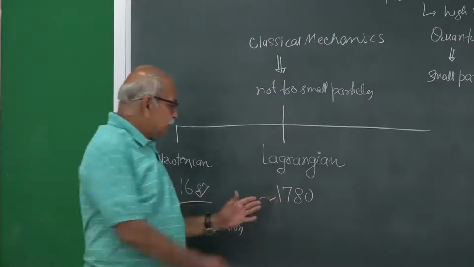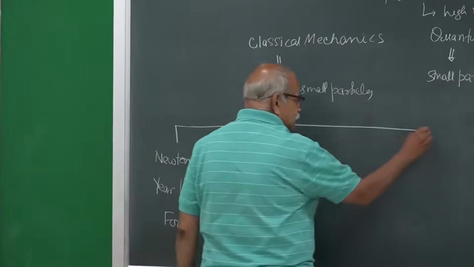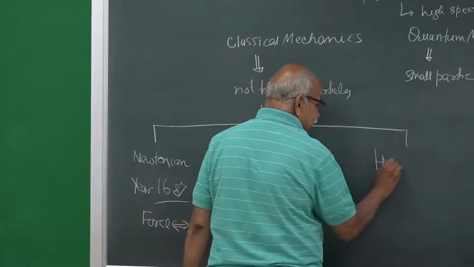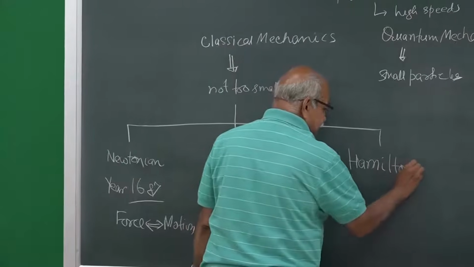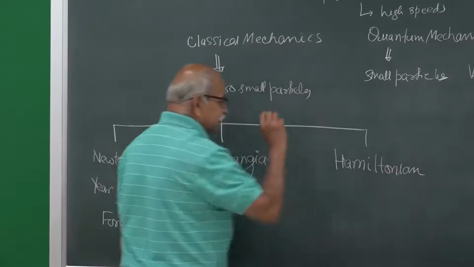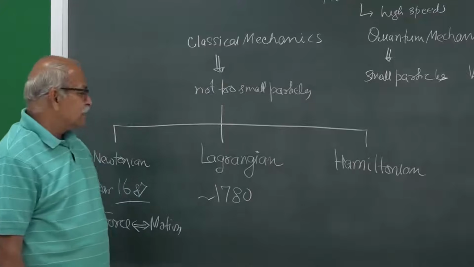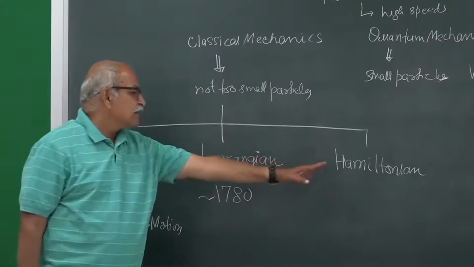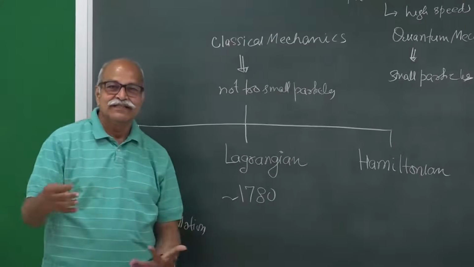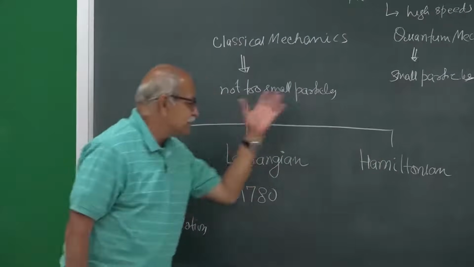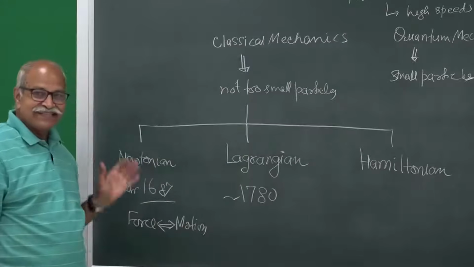And around 50 years later, you have another one, which is Hamilton. This scientist is Hamilton, and the mechanics which he developed is Hamiltonian mechanics. These are all equivalent, but the formulations are very, very different, and you have advantages in this one, you have advantages in that one, you have some advantages in the other.